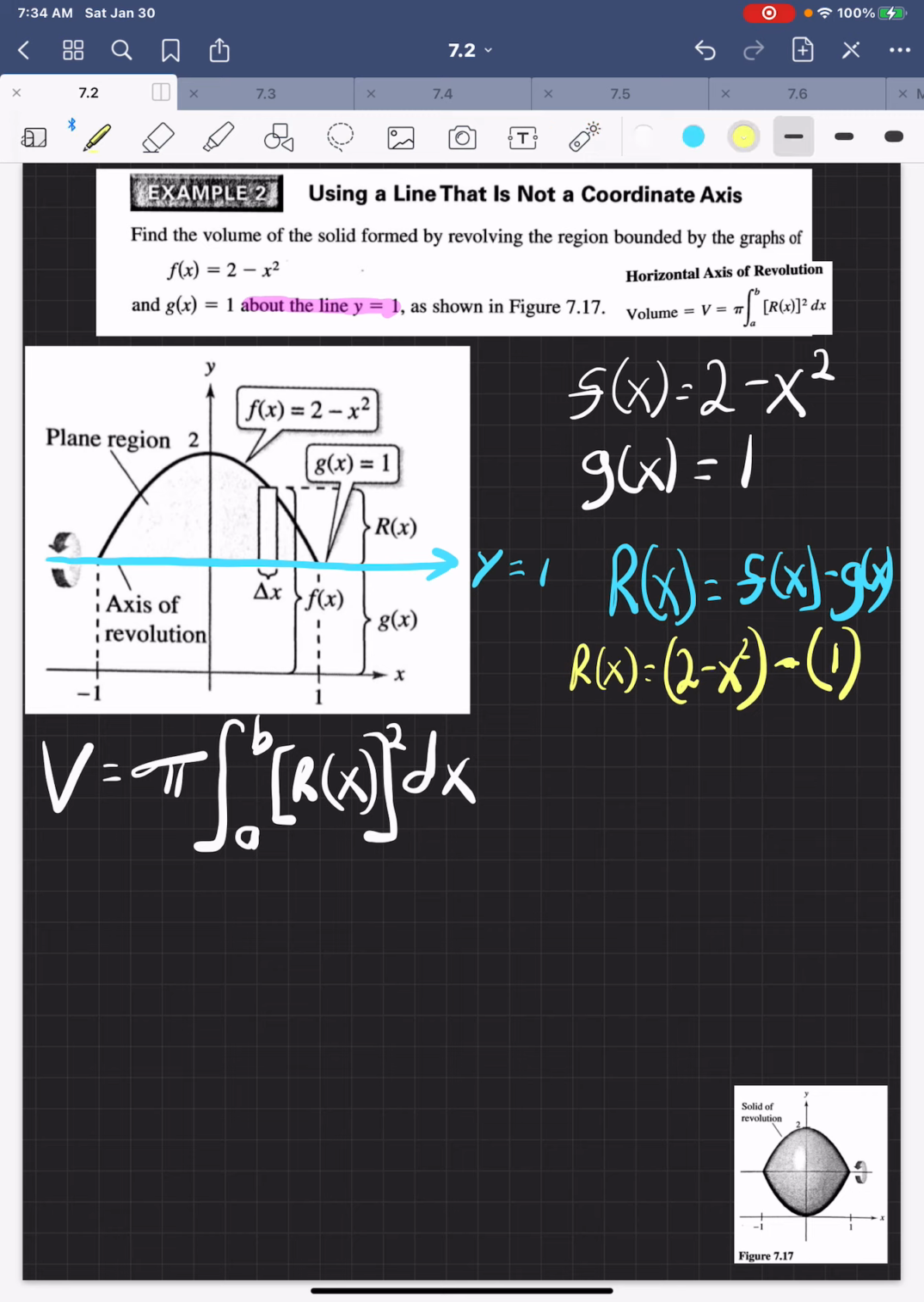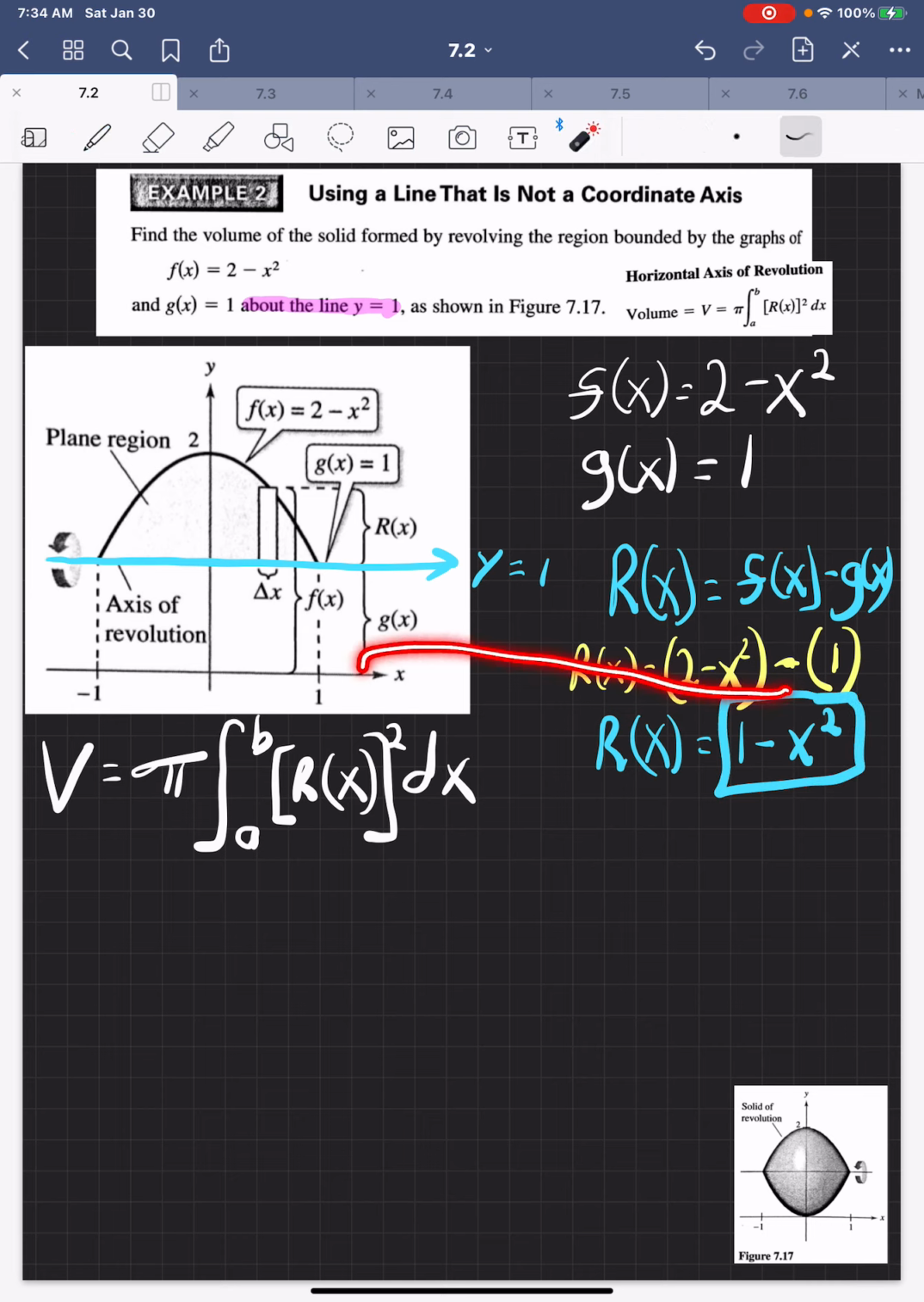So let's go ahead and finish up. Now that I know r of x is just, in this case, f of x minus g of x, that's just going to be 2 minus x squared minus 1. So that's just 1 minus x squared. Okay, so beautiful. So that is what we're going to end up plugging in for r of x. But what about this? How do we find these bounds?